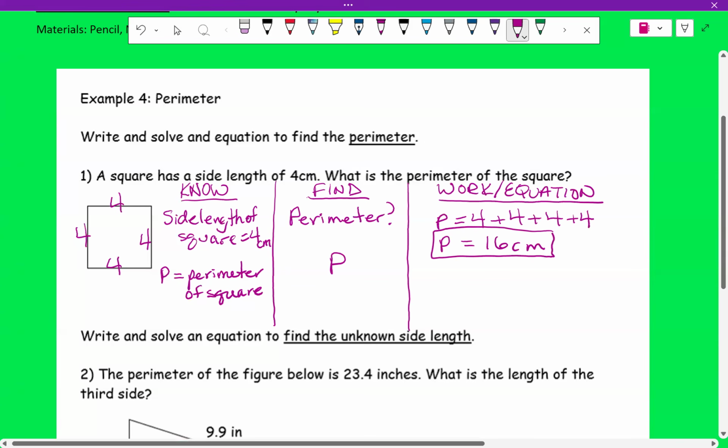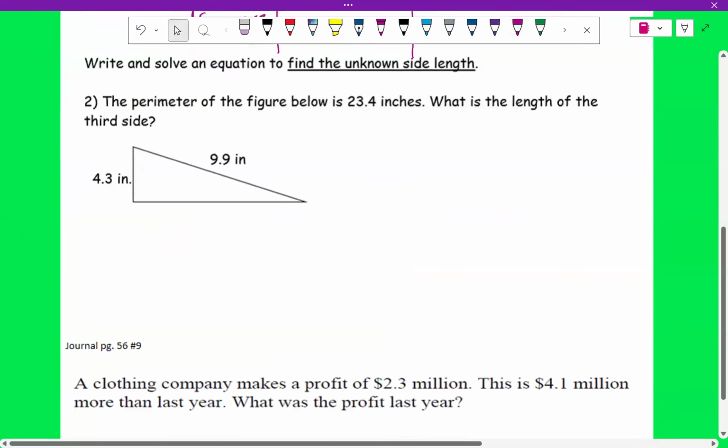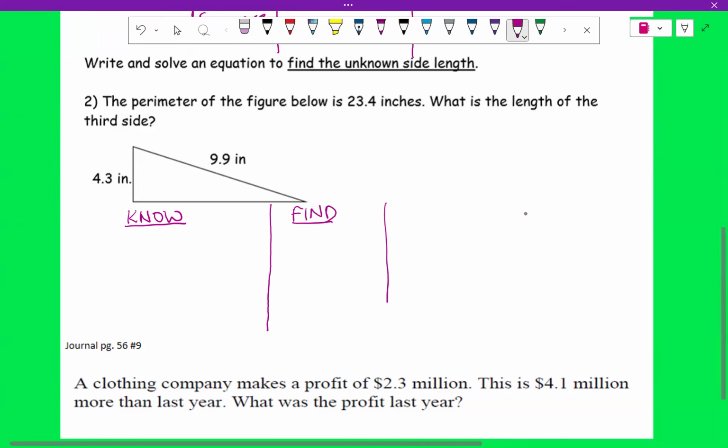Let's take a look at another question, a little bit more involved. Write and solve an equation to find the unknown side length. The perimeter of the figure below is 23 4/10 inches. What is the length of the third side? All right, so here we go. Here's our know box, what we know, the information we need to find, and then some space for our work and equation.